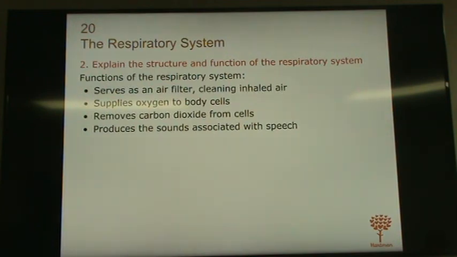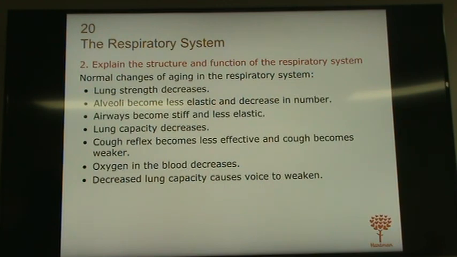Supplies oxygen to the body cells, removes carbon dioxide from the cells, produces sound. So those are all functions. You could be asked in a question, which of the following is a function of the respiratory system? Producing sound is part of it. Normal changes in the elderly that we talk about: the lung strength decreases, alveoli become less elastic.